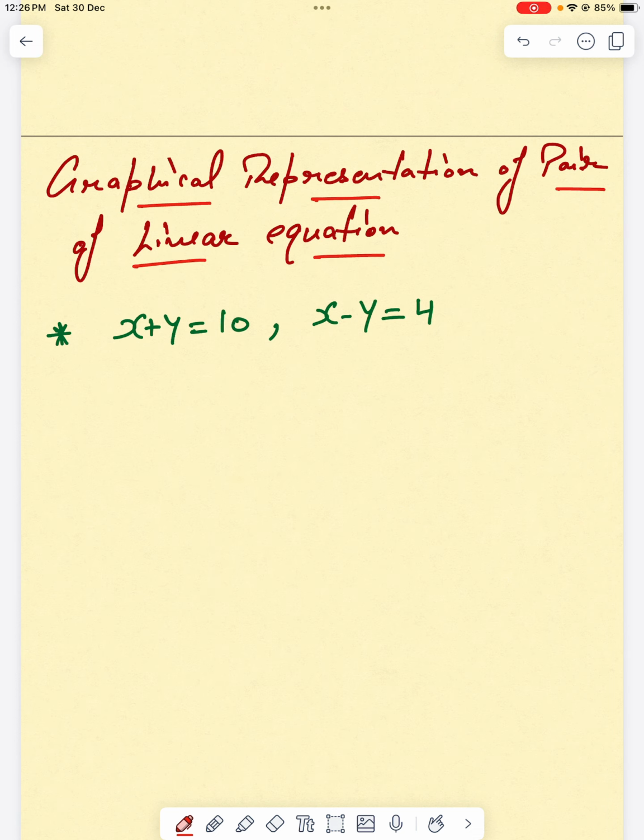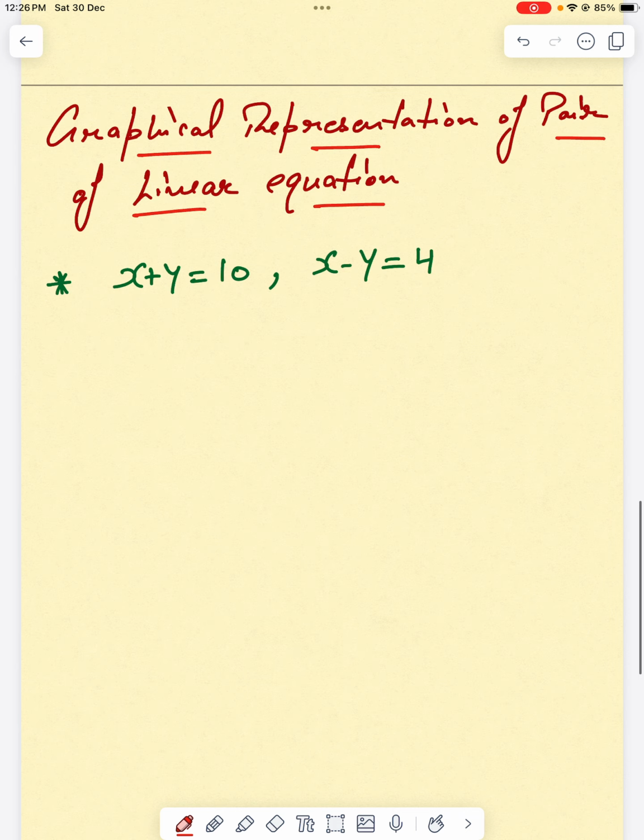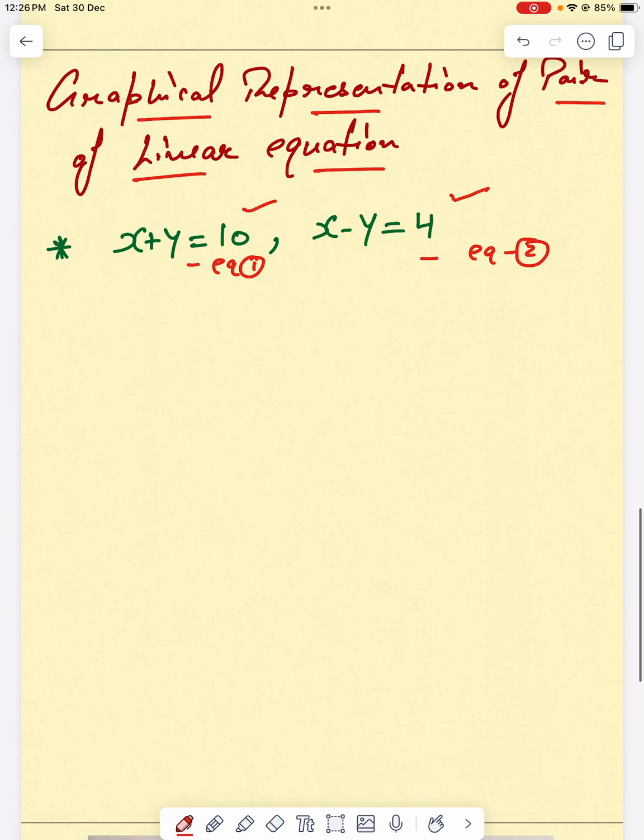How will you do it? First, for example, I have a pair of linear equations in two variables, that is x plus y equals 10 and x minus y equals 4. If I say this is our equation number 1 and this is our equation number 2, what will we do? We will assume a value of x and correspondingly find the value of y. Similarly, go for equation number 2. So let's begin with equation number 1.